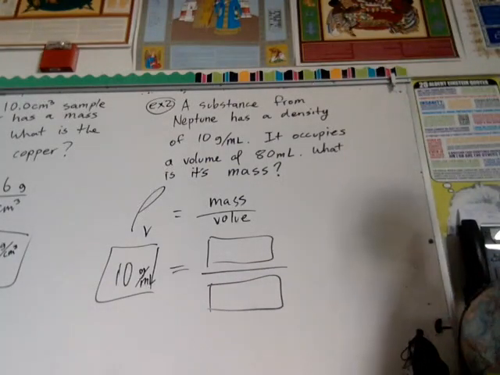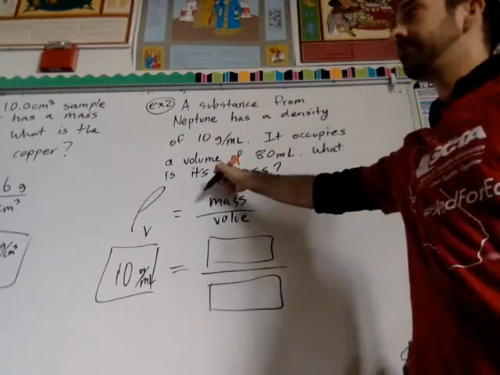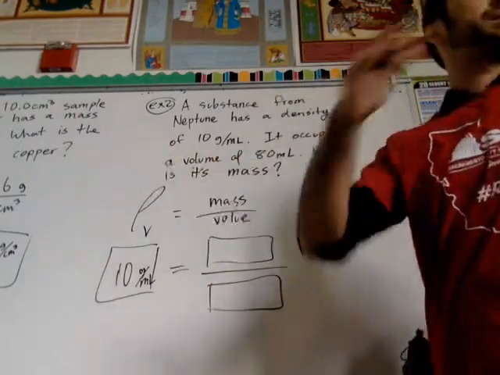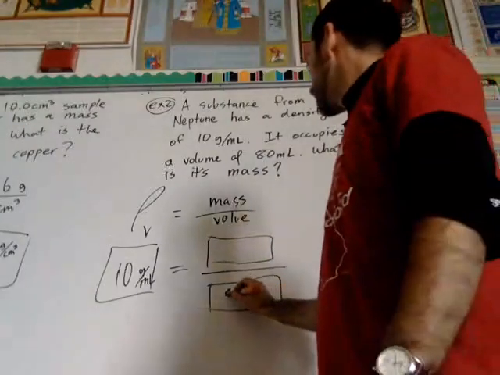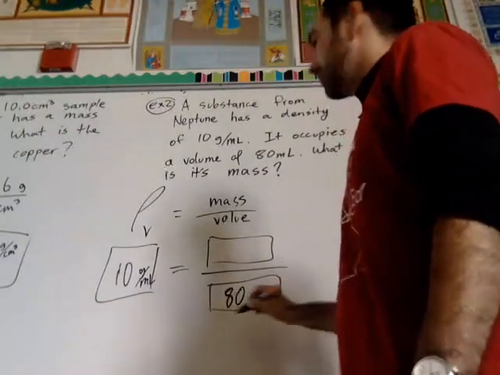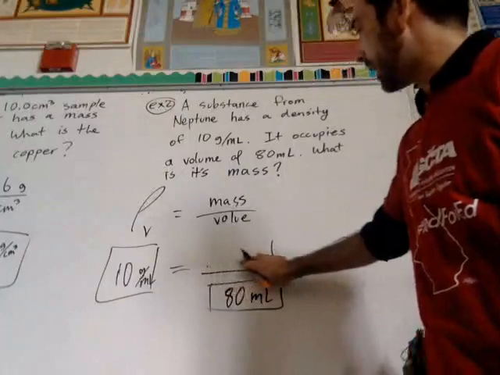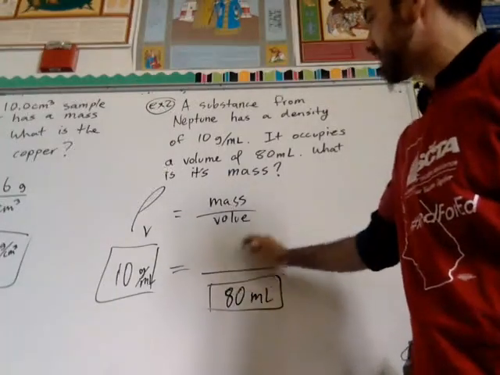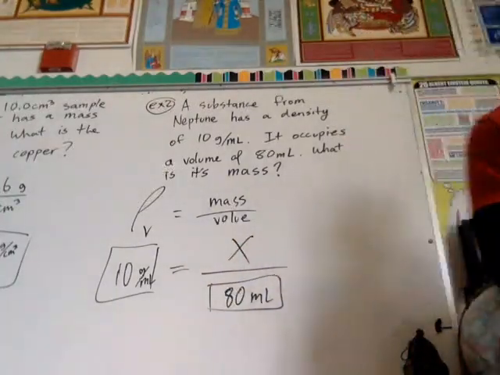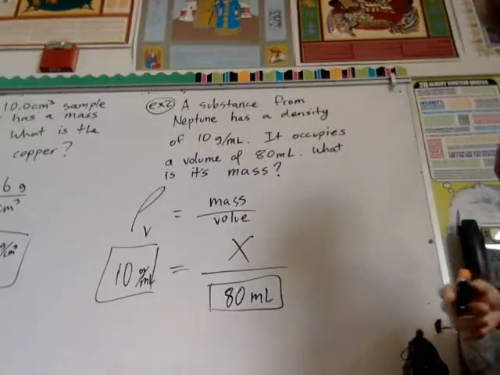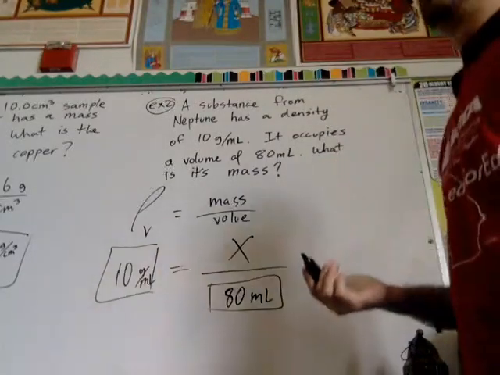The 80 would go on the bottom. 80 because it's the volume. You know that's cubic units, so that's volume. I like it. When you don't know what a value is, that's going to be our unknown. That's our x. All right, so double check that you have it set up this way. It's a one-step solve.